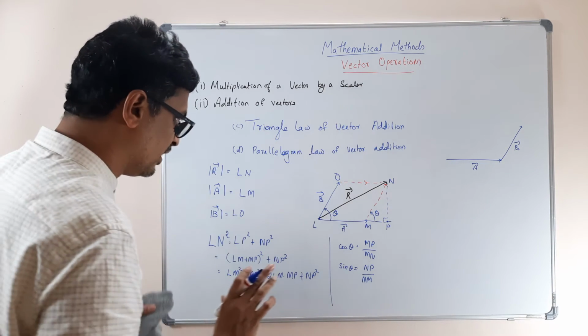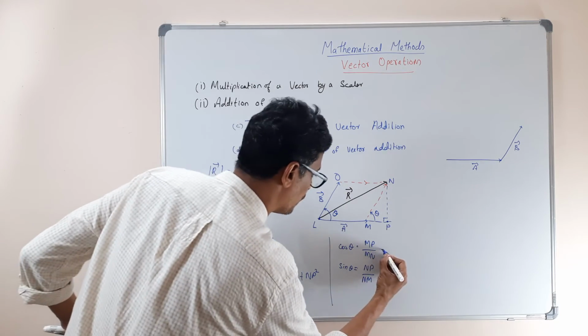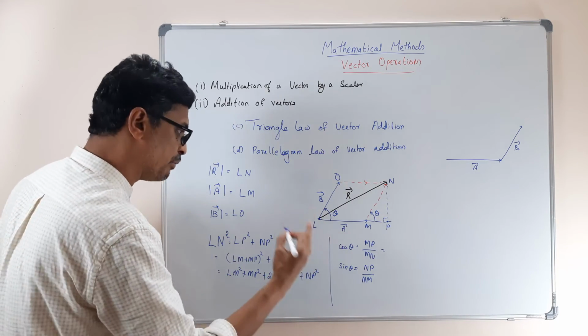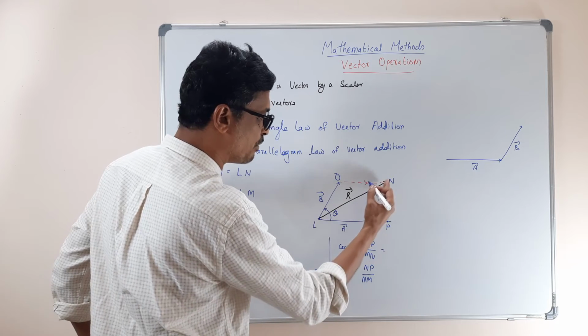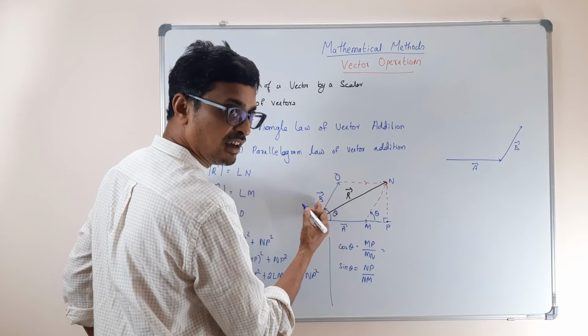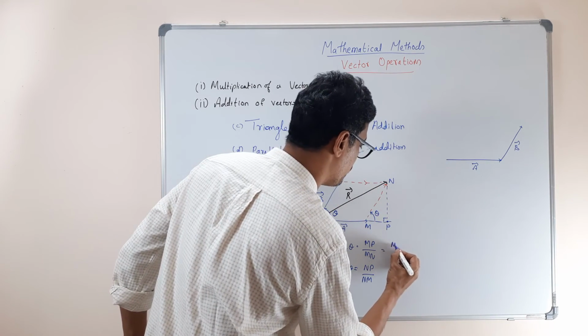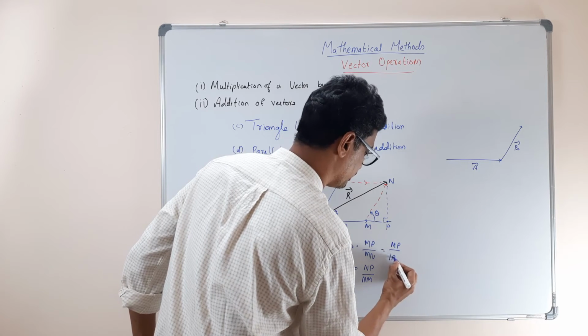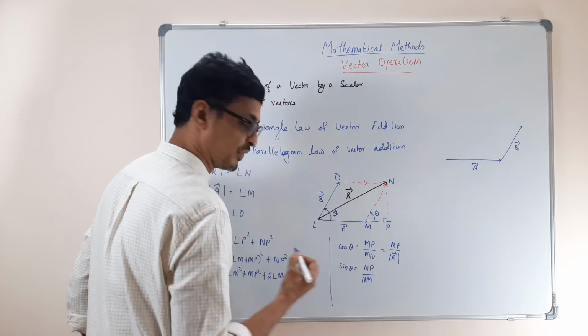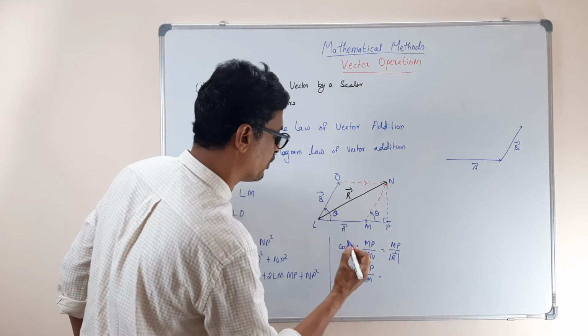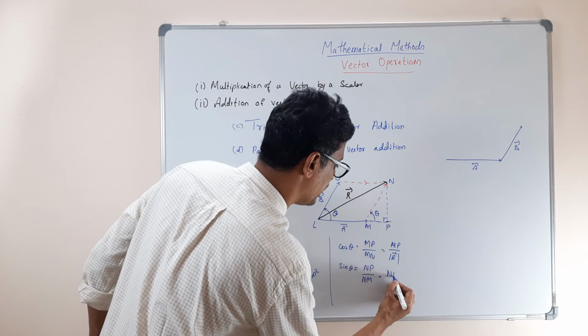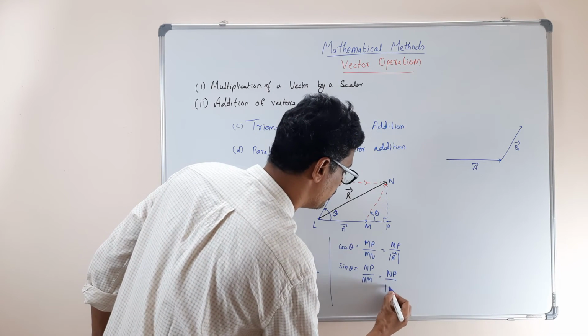See, so what will this be? Let me write MP. MN is what? MN will be nothing but B. Okay, so this will be MP by B, and this will be NP by B.